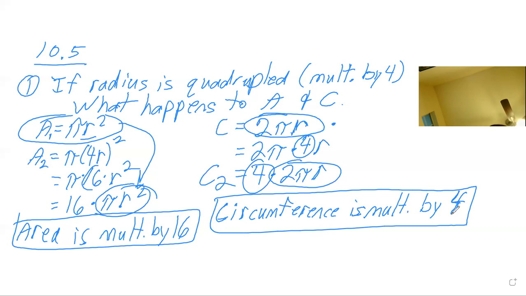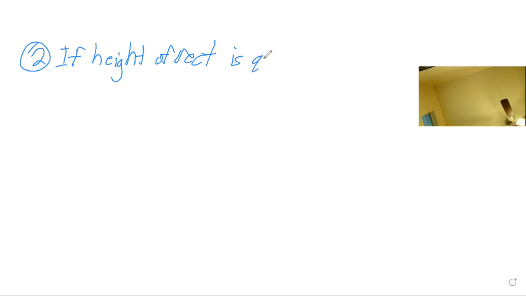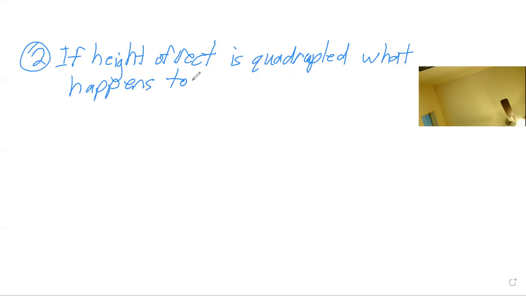Okay, let's go to number 2. All right, so example number 2. If the height of a rectangle is quadrupled, again, that's just multiplied by 4, right? If it's quadrupled, what happens to the area?